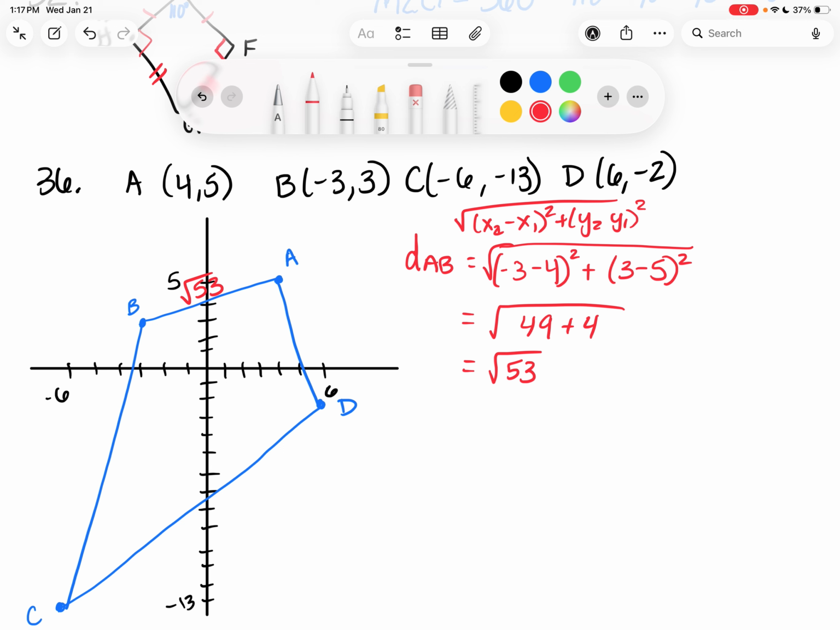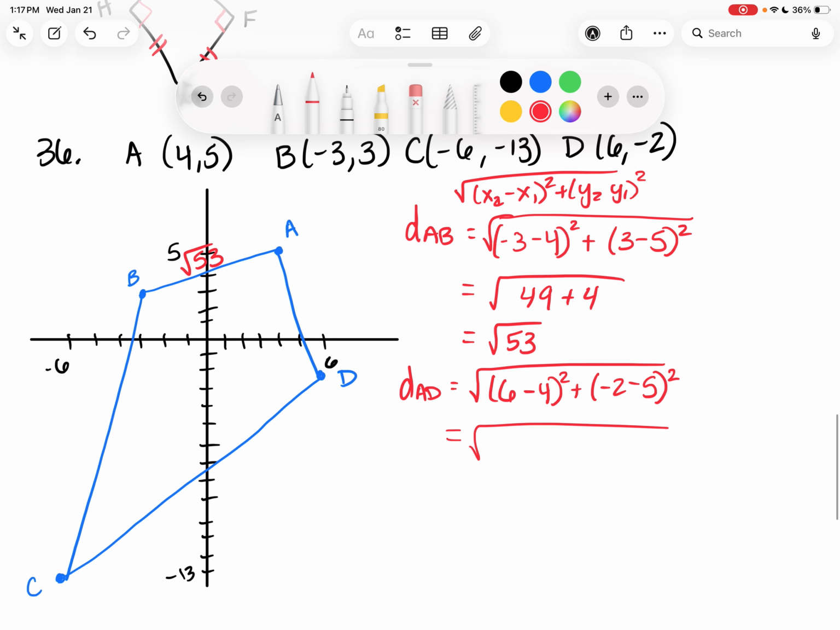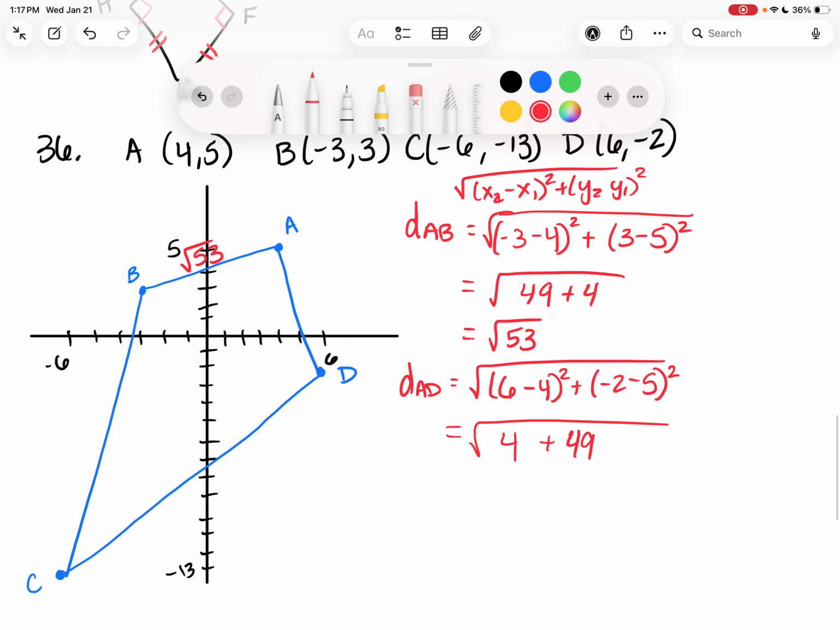So we're going to do AD now. The distance of AD is the square root of 6 minus 4 squared plus negative 2 minus 5 squared. So 6 minus 4 is 2, squared is 4, plus negative 2 minus 5 is negative 7, squared is 49. And so that's also the square root of 53. So those are looking good. I still need to check the other ones.